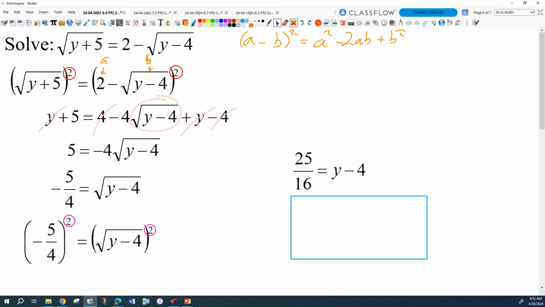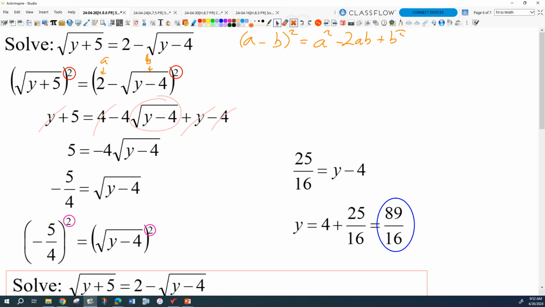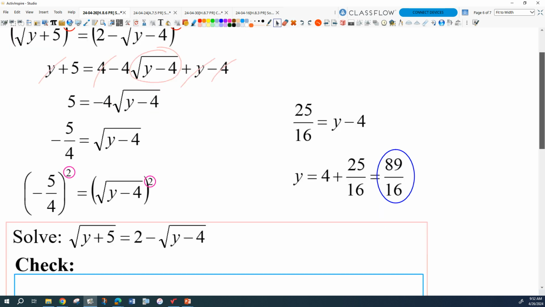Well, okay, I moved the 4 over. That's fine, but I got to be able to combine these. How many sixteenths is 4? Okay, good. So I'm going to get 64 sixteenths plus 25 sixteenths on that side, which is 89 sixteenths. There you go. Okay, good.